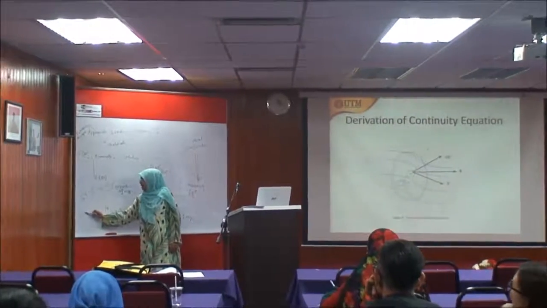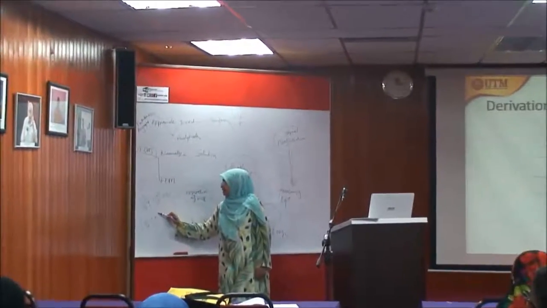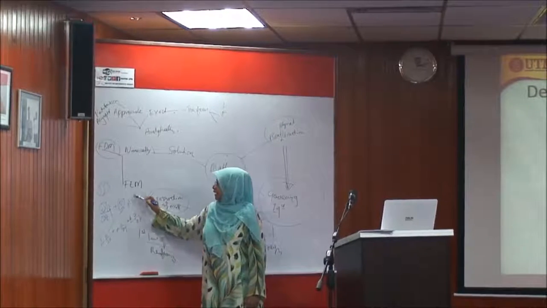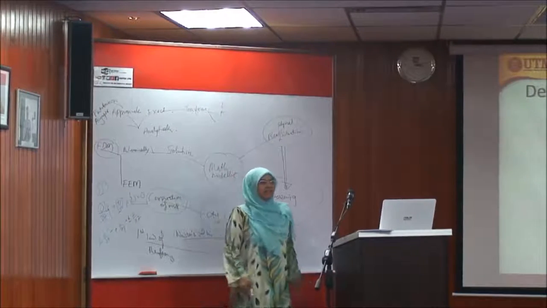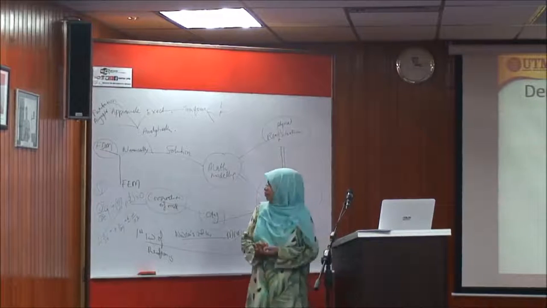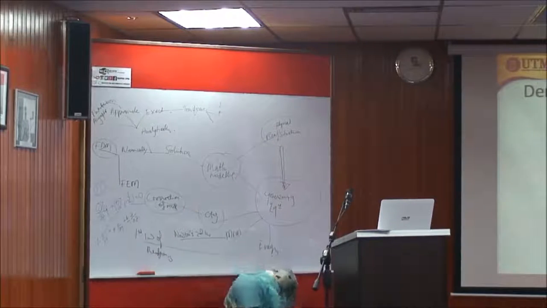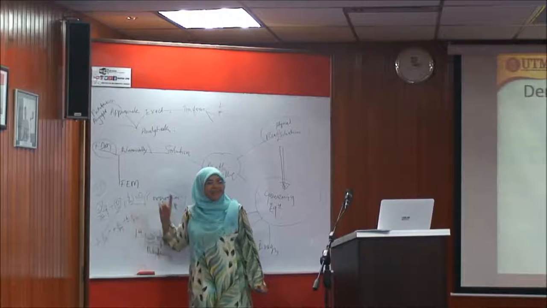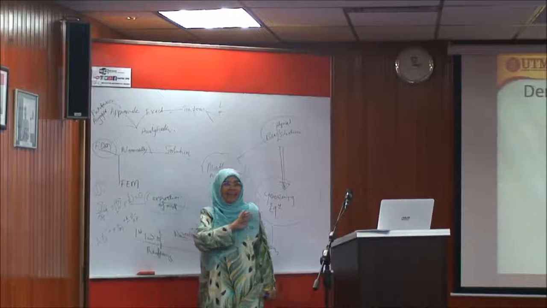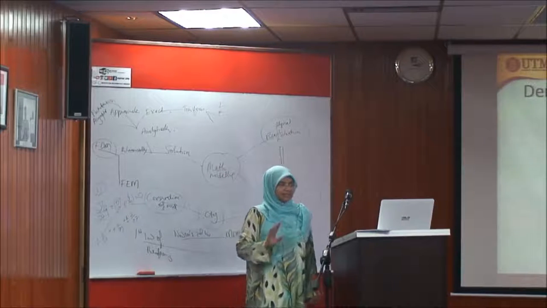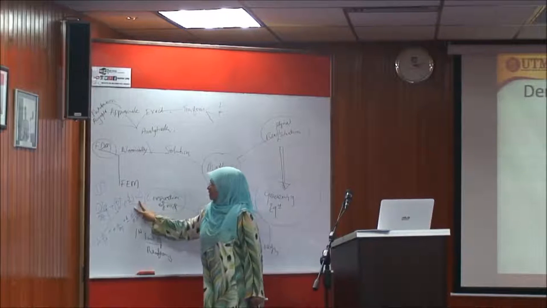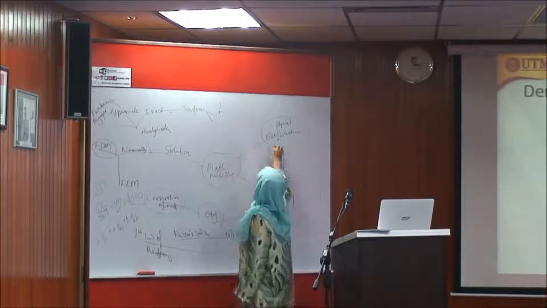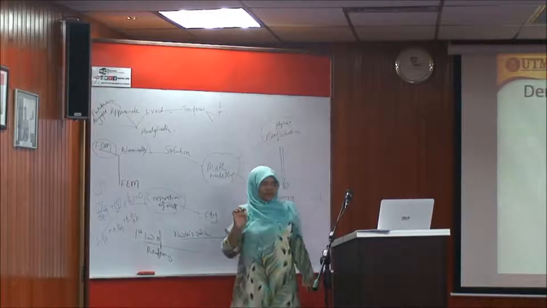I del/del x plus j del/del y plus k del/del z. Okay? And this u is the velocity vector. So this form of equation hasn't taken into account any coordinate system yet. Okay? This equation is valid for every fluid flow. You haven't considered the physical situation yet.